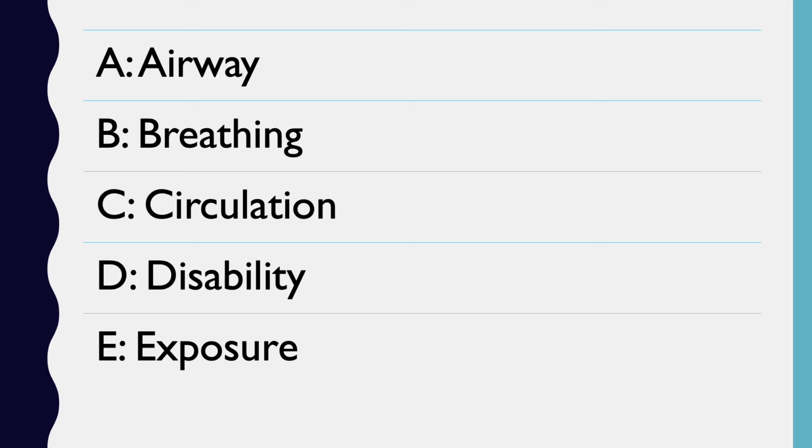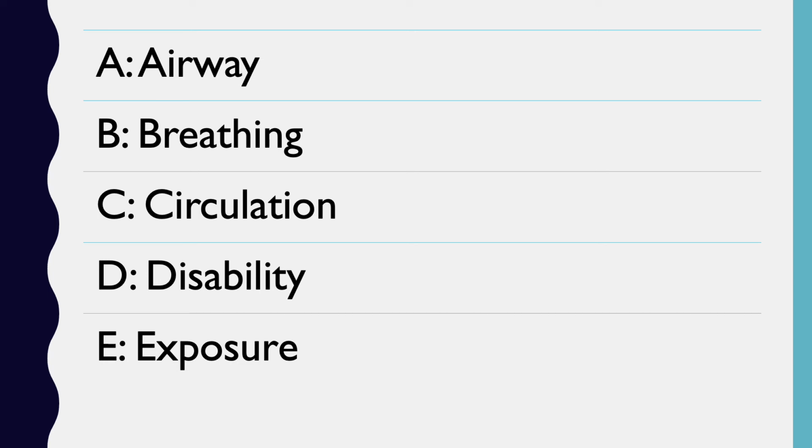Now, D is something you may not have heard about before, but it stands for disability, okay? So this is somebody's neurostatus. You might do a Glasgow Coma scale. You won't have to do that in this simulation, but you're looking for is the patient alert and oriented, or are they confused? How are they doing? The other thing you can do here for disability, you can think about somebody that has a change in condition. That's something you want to see right away if you don't have an A, B, or C problem.